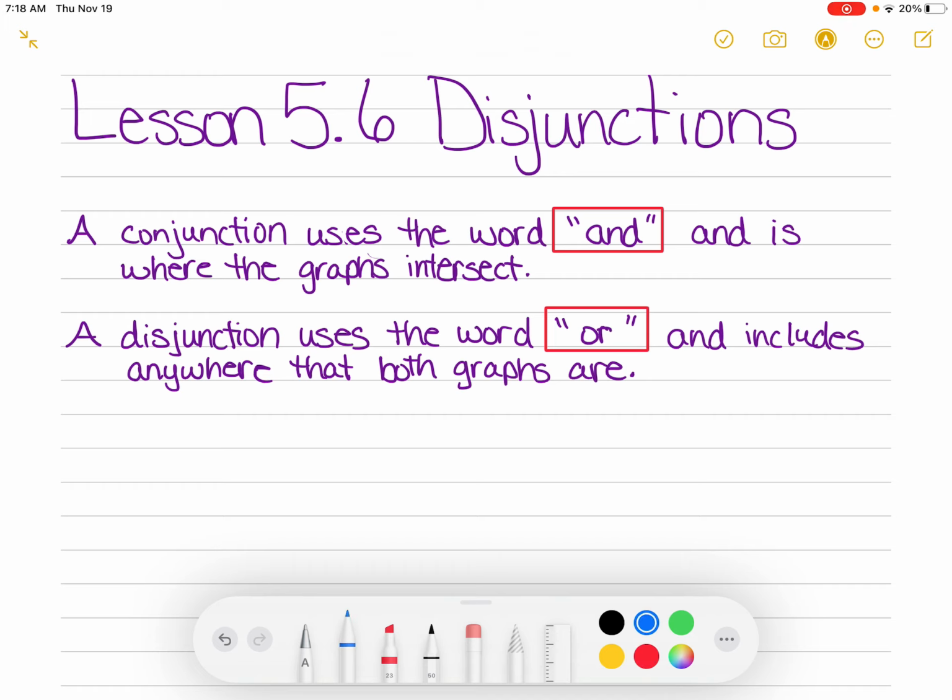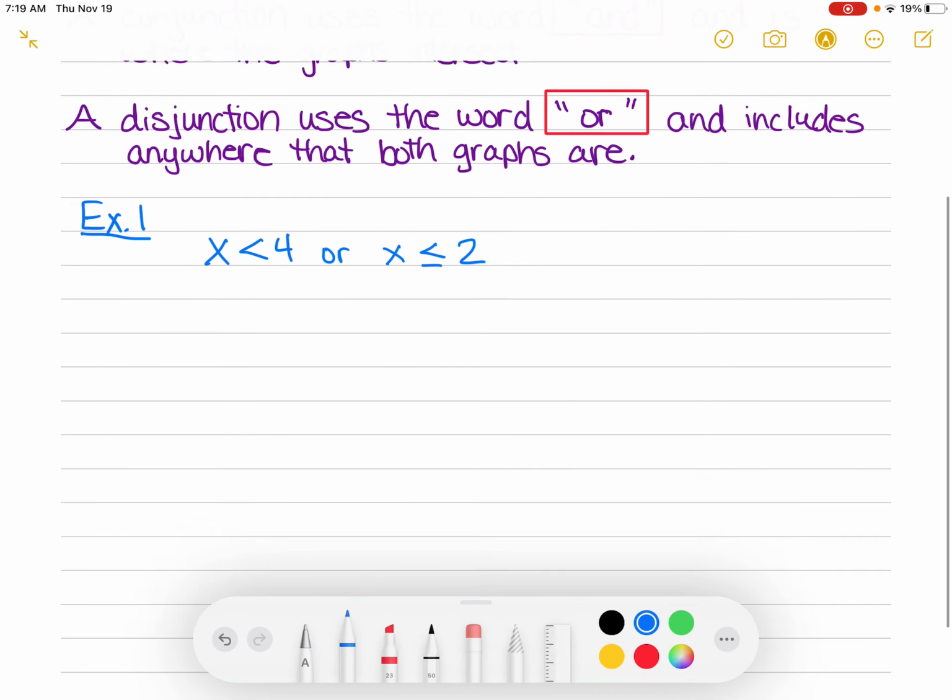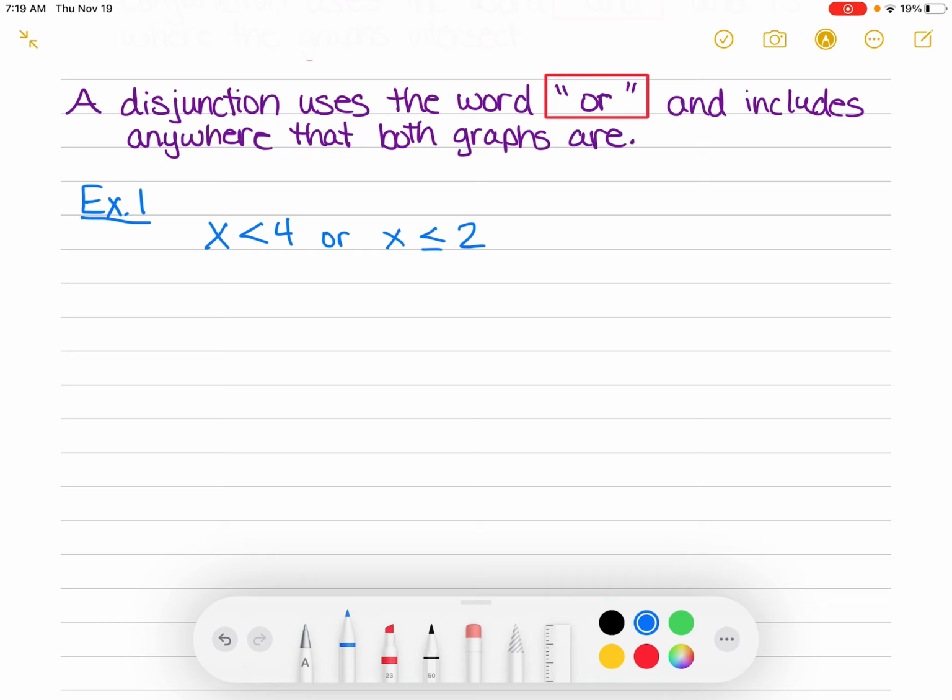Okay, let's go ahead and start with an example. Example 1 is x is less than 4 or x is less than or equal to 2. So in yesterday's assignment, I may have left out that word some of the times, and I just wrote the two inequalities. But the and was important because it said that the answer needed to work with both inequalities. So today we're saying or. So the answer can work with either one of those. It doesn't have to work with both of them like with conjunctions.